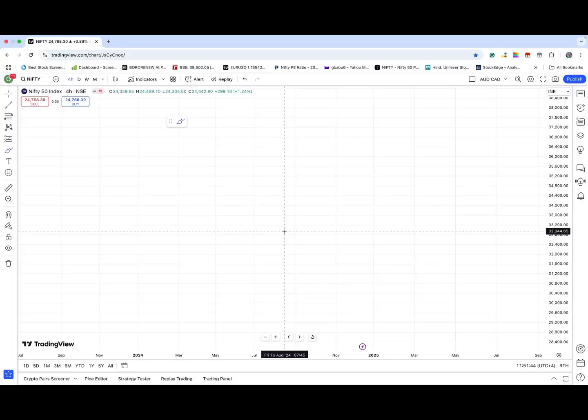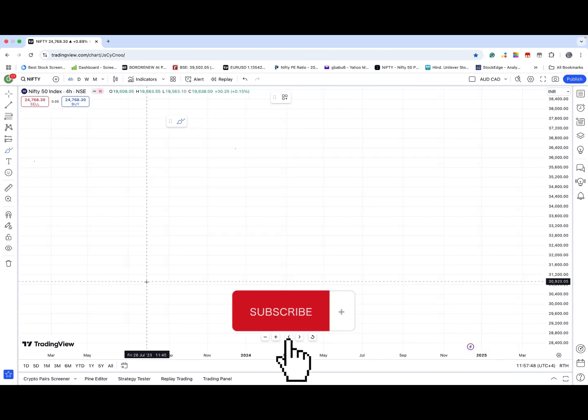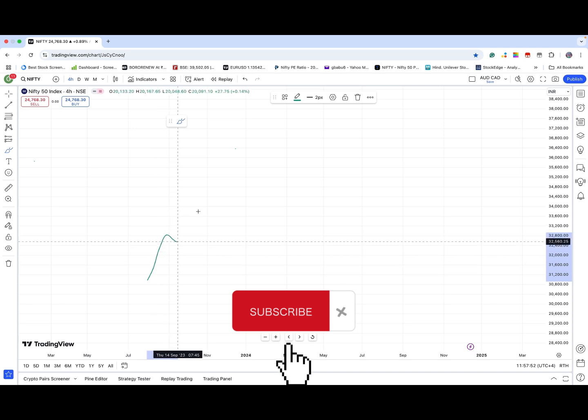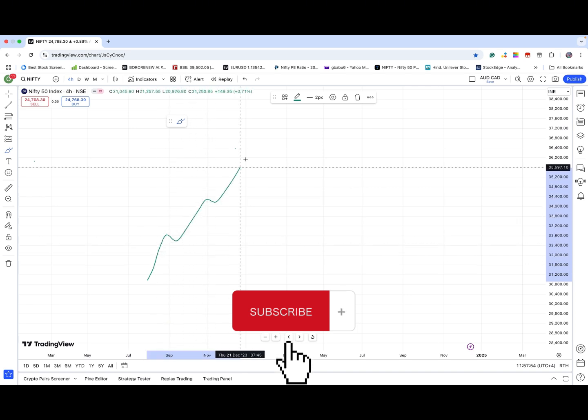Hello friends, welcome to learn about our basic strategy. Before we learn how to draw a correct trend line, we should know what a trend line is. A trend line is nothing but connecting two impulse waves. So what is an impulse wave? Anything going fast is called an impulse wave. An impulse wave will be very fast and it respects the price action.